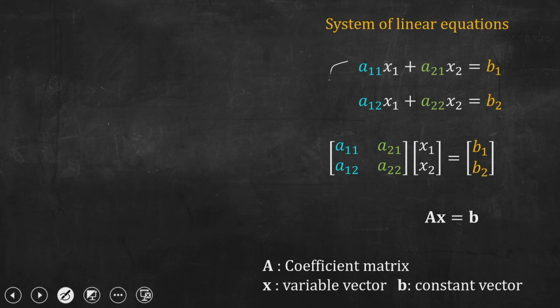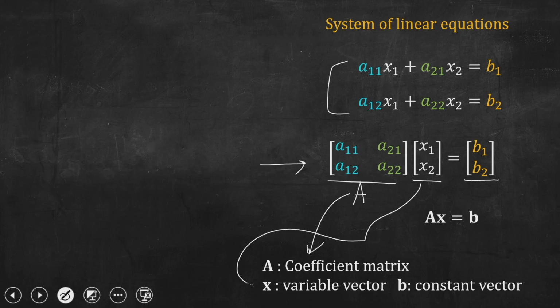So, this is the given equation for me, and I can represent that as a matrix into a vector is equal to another vector. So, this first matrix is called A, and it is called the coefficient matrix, whereas this one is called the x vector, which is the variable vector, and this one is my constant vector. So, what I have got? I have got A into x equal to b. This is the shorthand form of writing a system of linear equations.